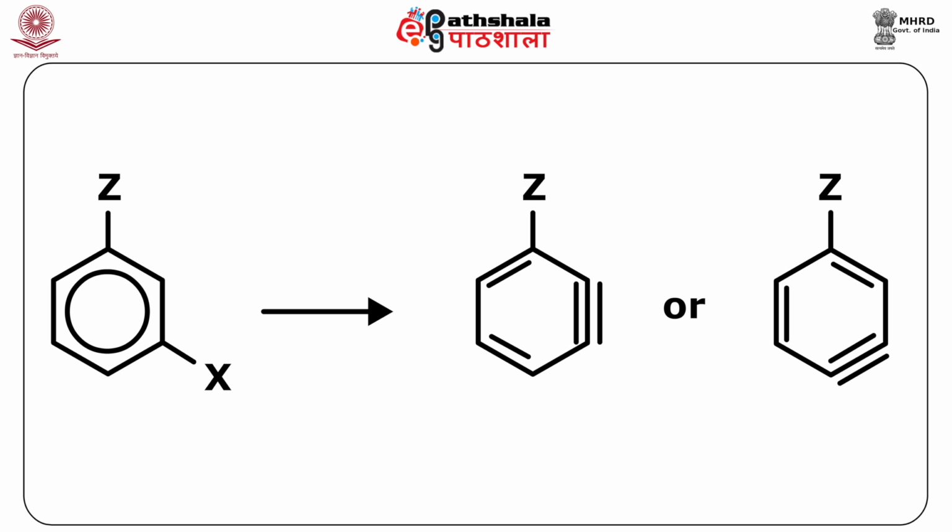Now students, see clearly, if the Z group makes the proton at the ortho position to Z more acidic, then this structure which has the triple bond in this center bond, that is the first structure, will be formed. If in case the proton in the para position to Z, that is the 180 degree to the Z, is more acidic, then the second structure or the second type of benzyne intermediate will be formed.